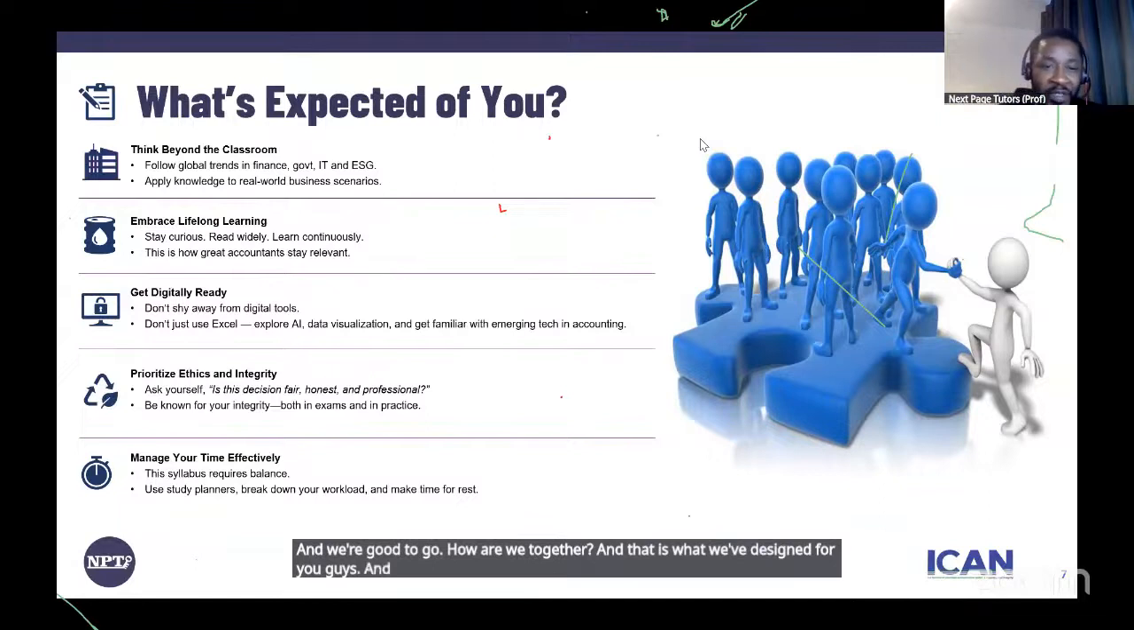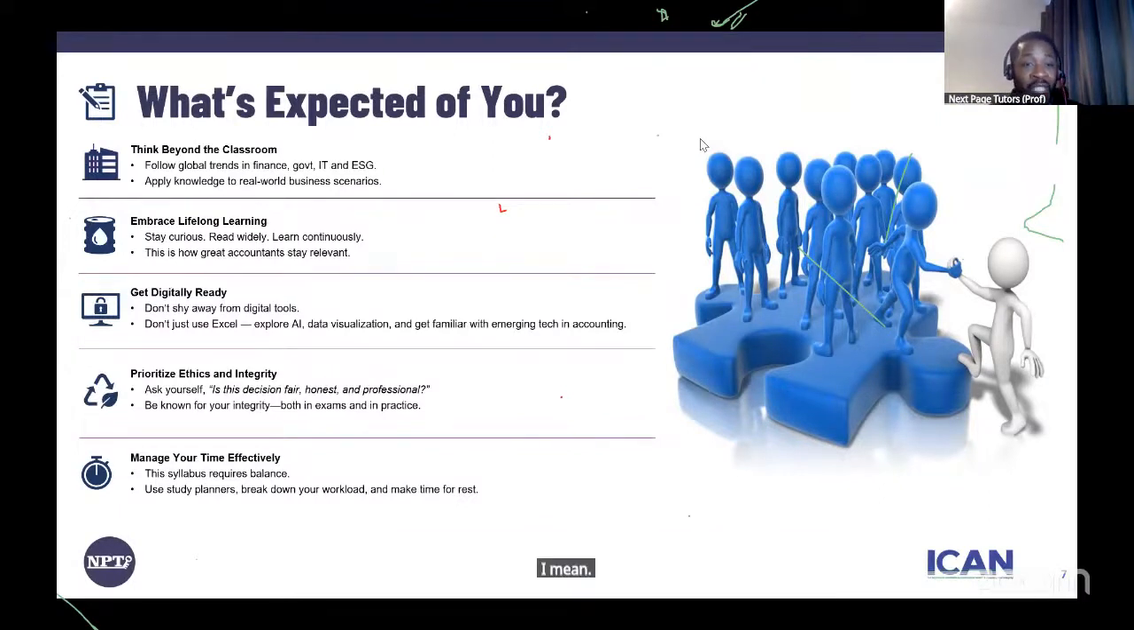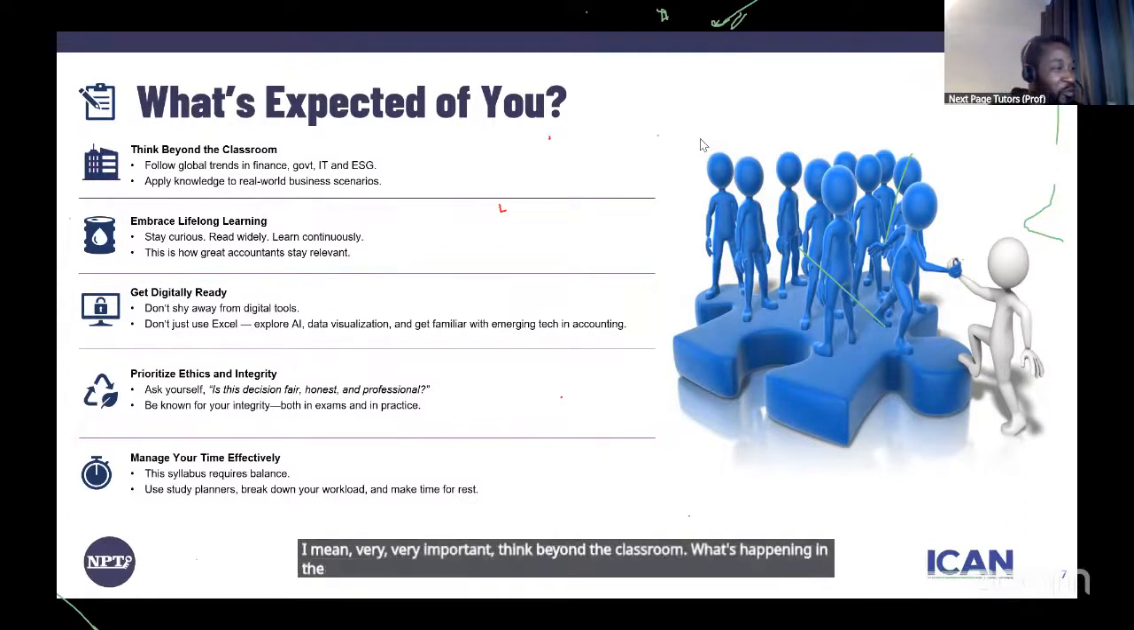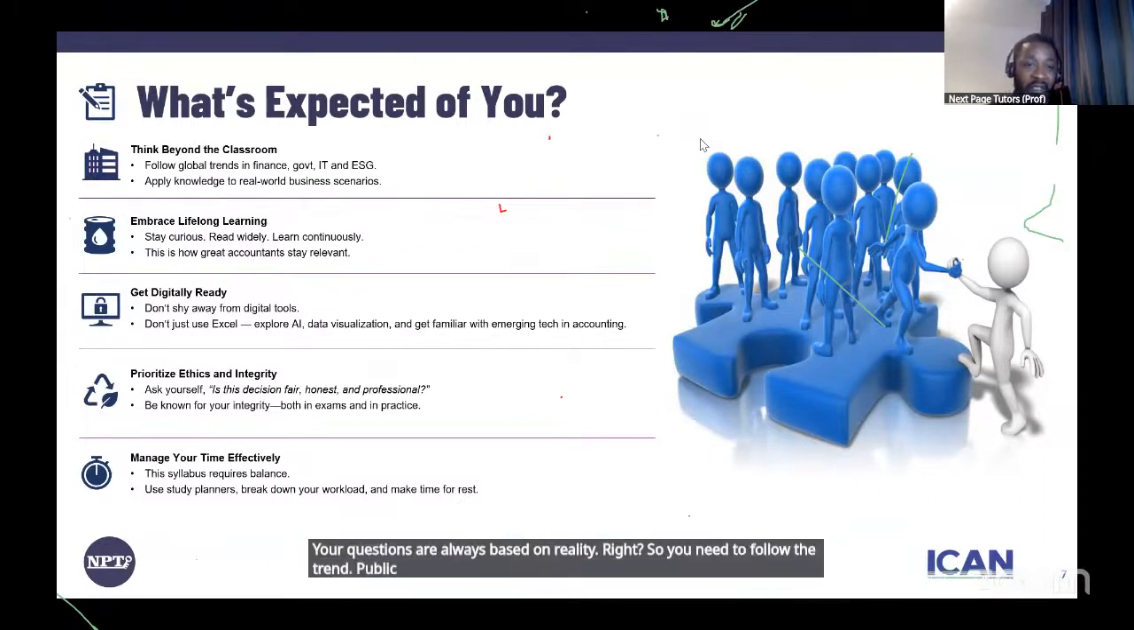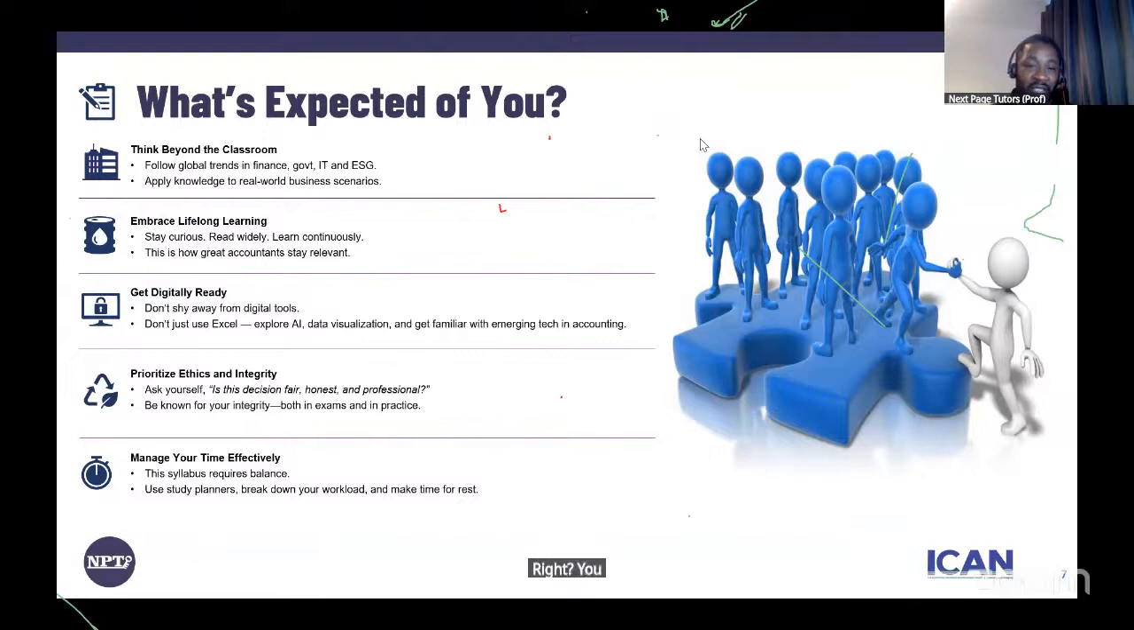And in terms of the things that Victor has also highlighted on this screen, very, very important. Think beyond the classroom. What's happening in the crypto world? What are the issues? Case study, guys, you've always known your questions are based on reality, right? So you need to follow the trend. Public sector as well, right? You never can tell, right?